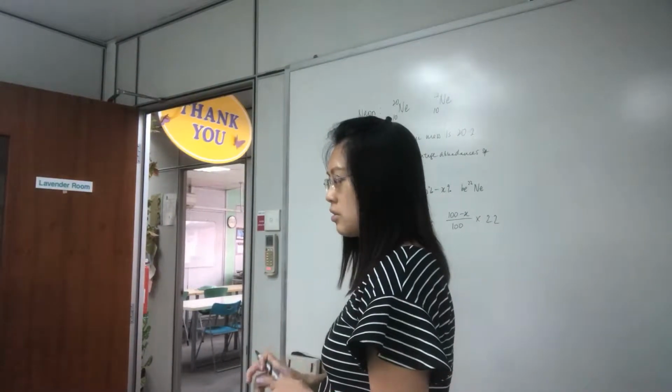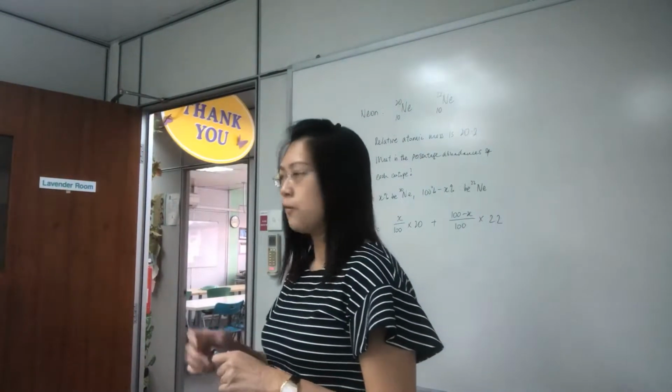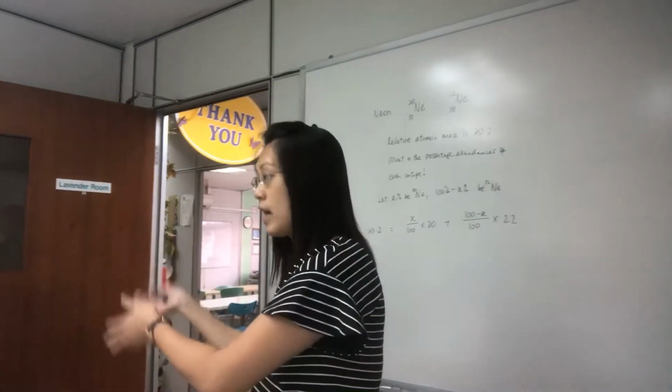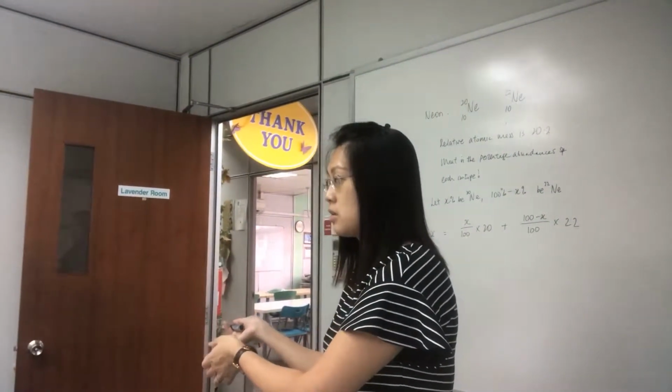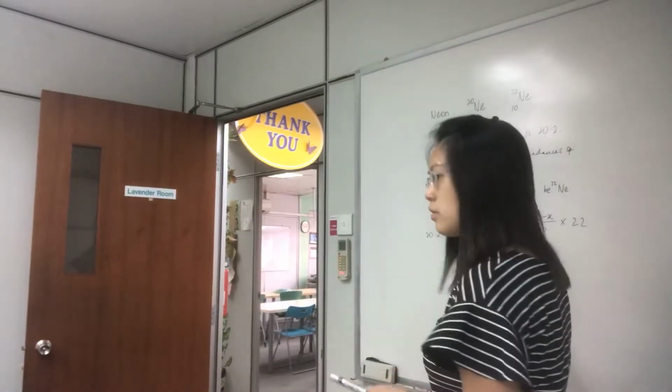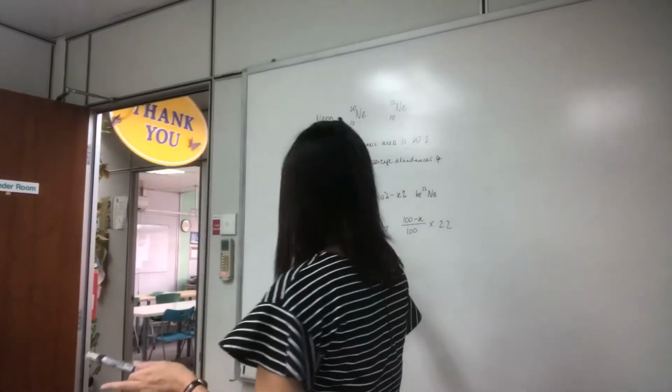Do you understand? So they can ask such a question where they phrase it the other way, giving you the relative atomic mass and asking you to find the percentage abundances. This kind of question you also need to know. So when you solve it, could you solve all this algebra? Okay, very quickly just solve the question.